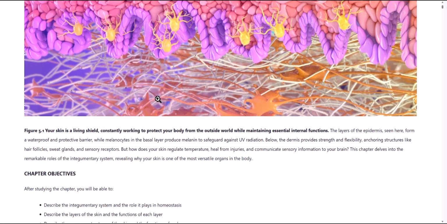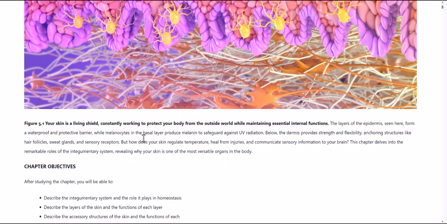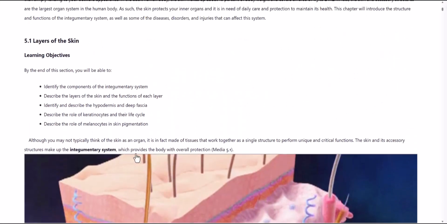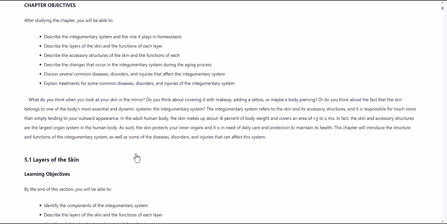As we progress through this, I want you to just appreciate your skin. It does a lot more than just cover us and protect us. There's a number of other functions, and we'll get into all of that. As we move through this, I want you to appreciate all of the things that the skin does in playing a role in our homeostasis.